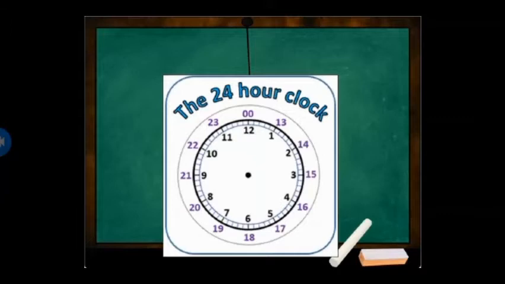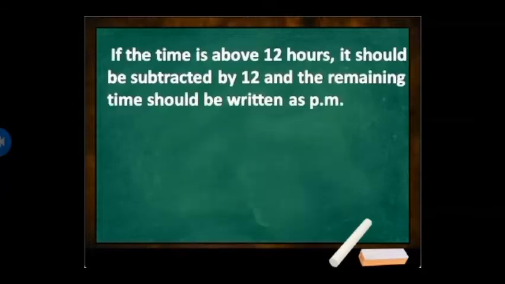Now whatever timing we see from 12 o'clock midnight till 12 o'clock noon, we write as AM, that is ante-meridian. And then after 12 o'clock, from 1 o'clock onwards, we write it as post-meridian, that is PM.